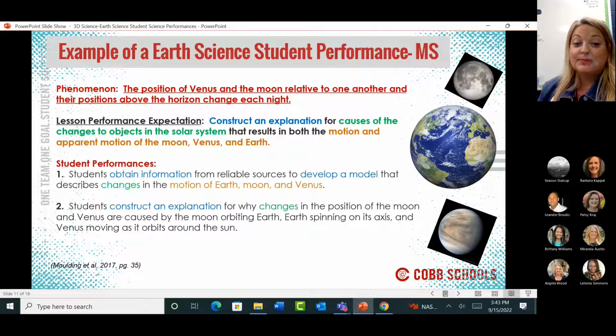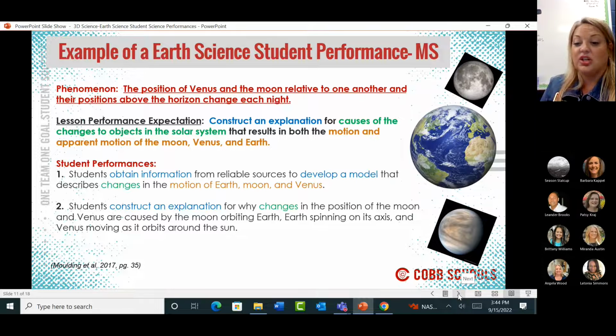Step 2. Next performance, students construct an explanation for why changes in the position of the moon and Venus are caused by the moon orbiting Earth, Earth spinning on its axis, and Venus moving as it orbits around the sun. They can do this independently, in a small group, just with one partner, however you want it. But you're stopping after each of these. This might take several days, several sections of class to complete a student science performance. But you need to have discussions after each step of the process as well.